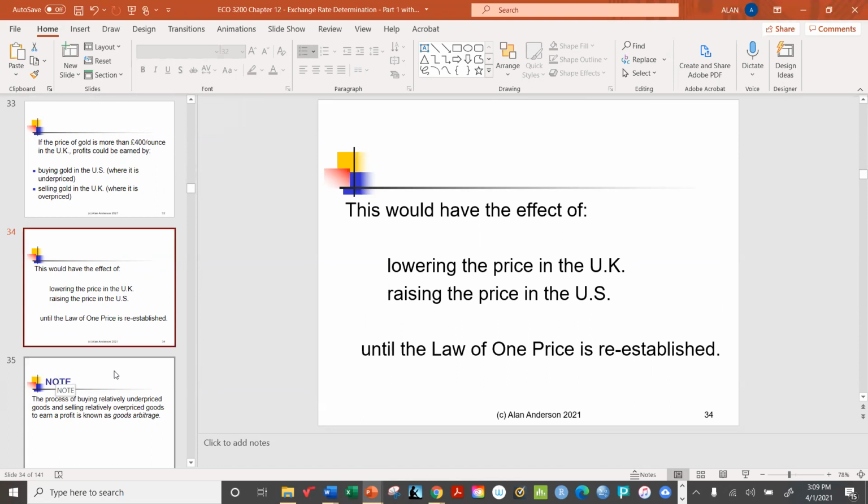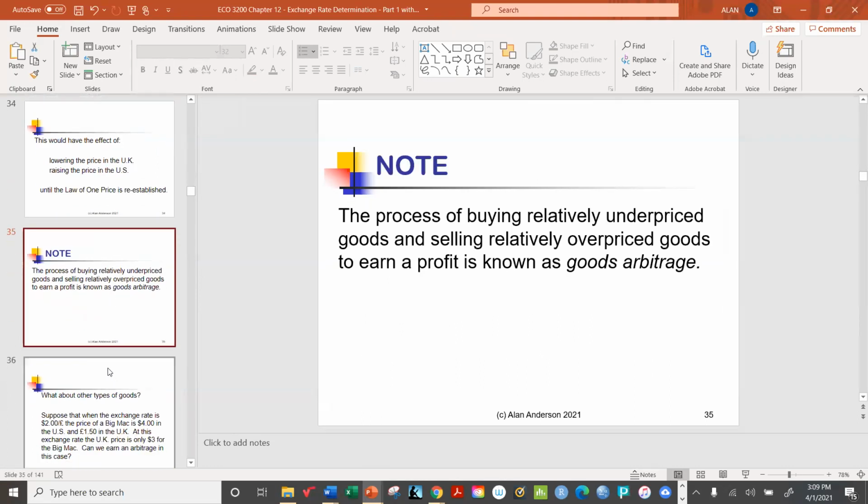Now, this type of arbitrage is a little bit different than what we've seen before. It's called goods arbitrage because gold, even though it's technically a financial asset, is still a commodity which can be used for other purposes. So we'll think of this as goods arbitrage.